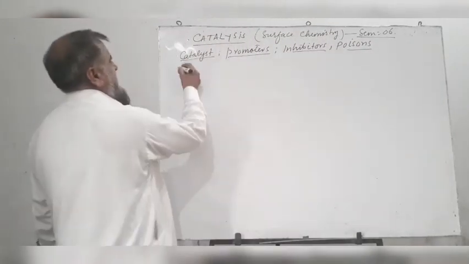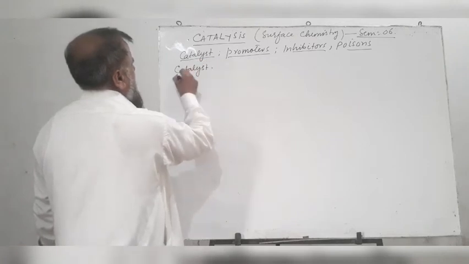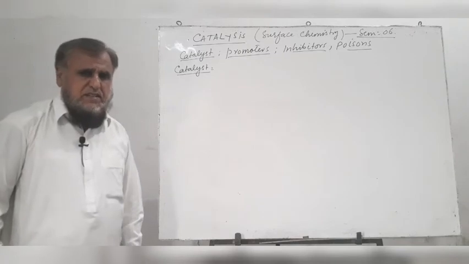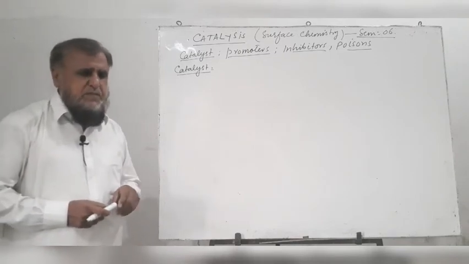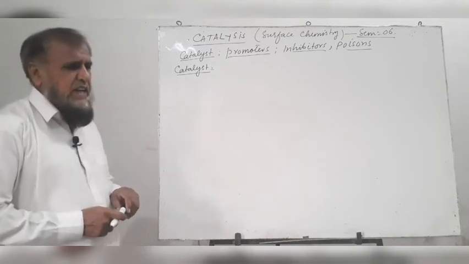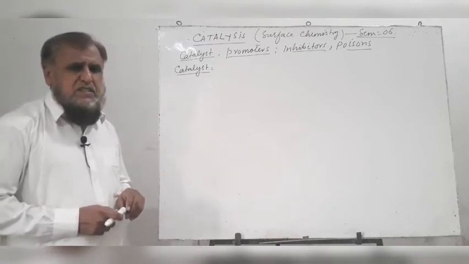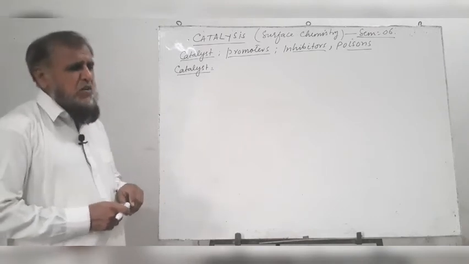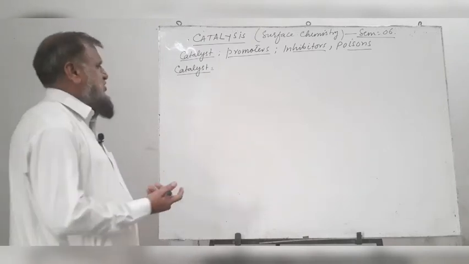What is catalyst? A catalyst may be defined as a substance which speeds up the rate of a chemical reaction and is obtained at the end in the same chemical nature, same structure, same amount. However, its physical state may get changed.